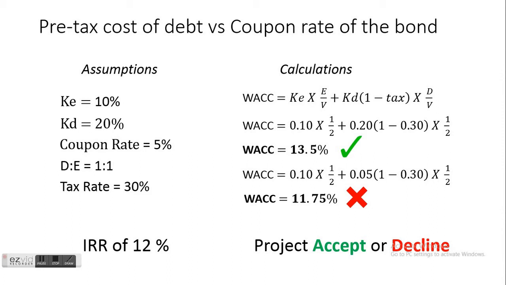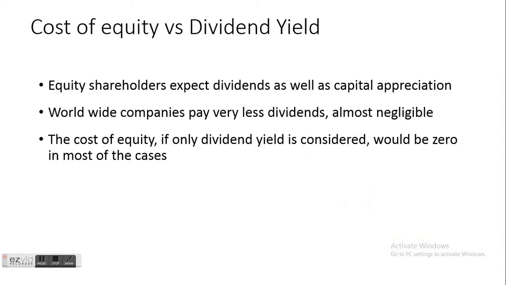Next, let's look at the cost of equity versus the dividend yield. Cost of equity is defined as the minimum return the shareholders require from their equity investments in the company. This required return has two components, namely dividends and capital gains. One should not define the cost of equity as only the dividend yield because this definition completely ignores the return expected by the shareholders from the capital gains.